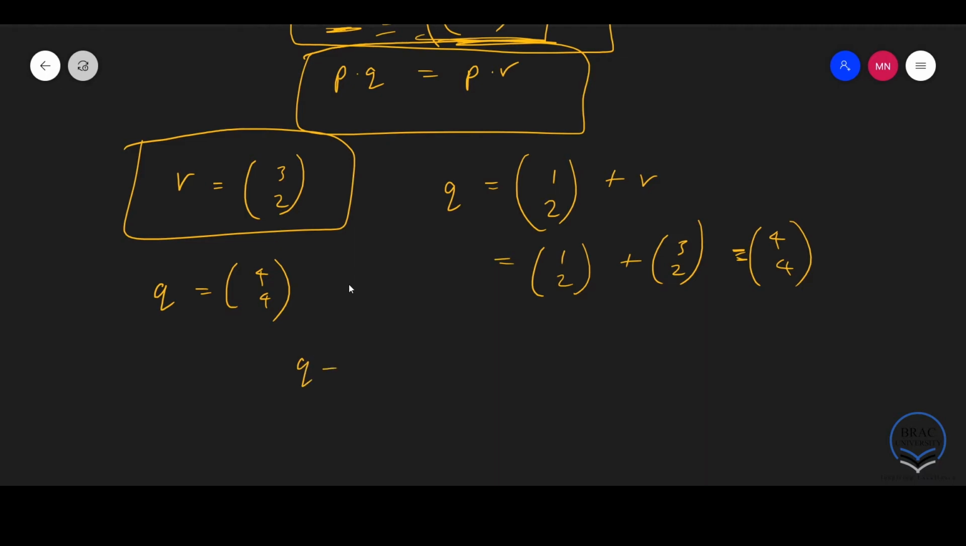And once again, Q minus R. So (4, 4) minus (3, 2). As you can see, this just gives me (1, 2), which is Q minus R, right?